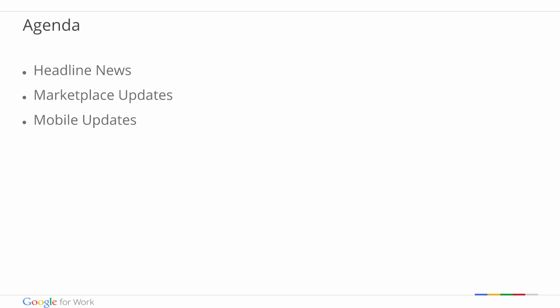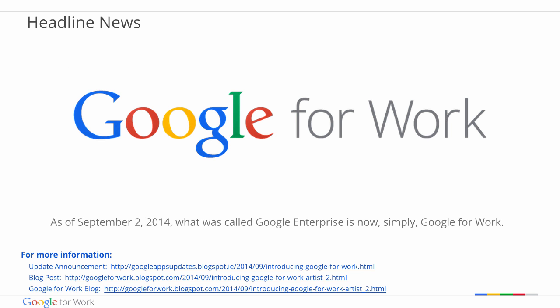So, let's look at our agenda for this video. We'll start with some headline news, talk about some major marketplace updates, some changes to the mobile features important for admins, look at some general admin-specific updates, and finish on some API updates. Let's start with the headline news.